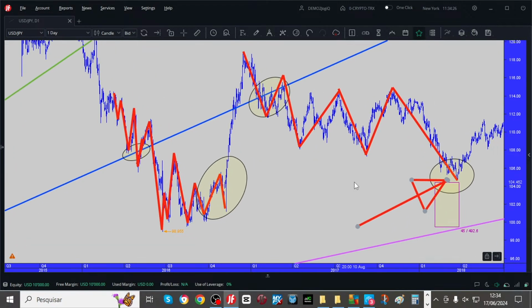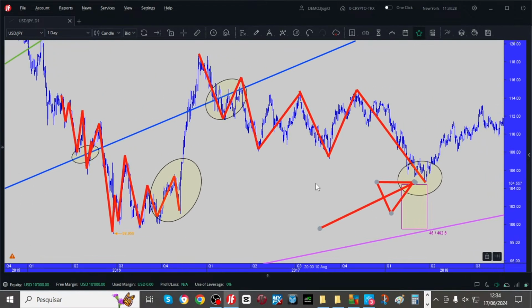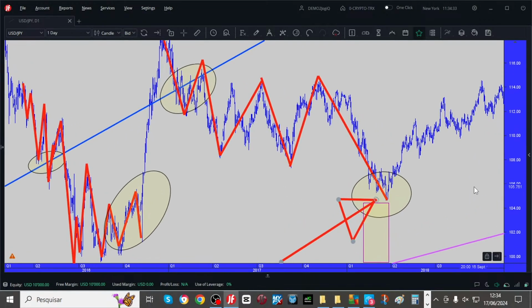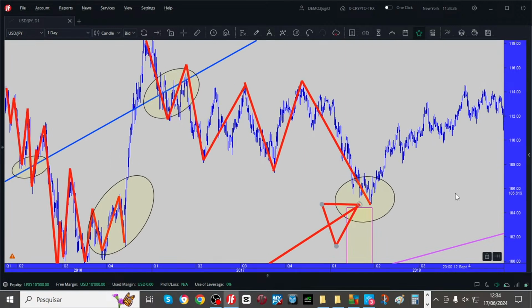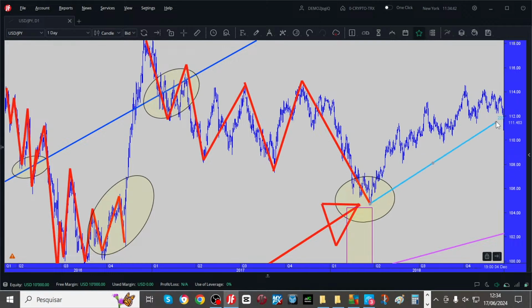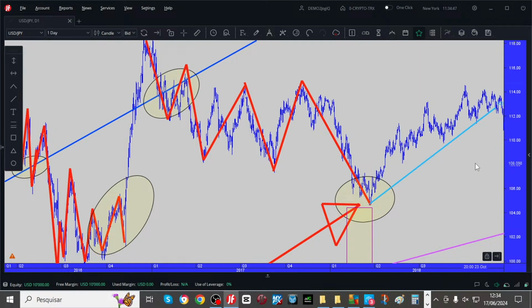So I'm zooming in, everybody. Give me a second. There you go. The market broke the blue trend line. Wait until the market reverses. How do you define that the market has reversed?